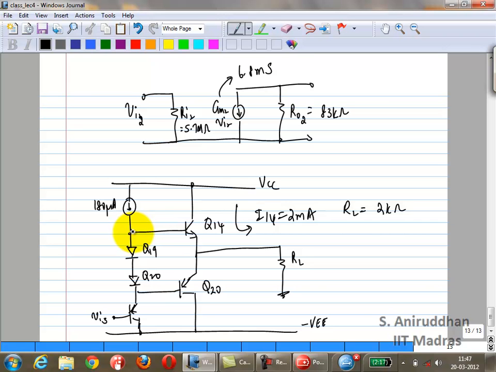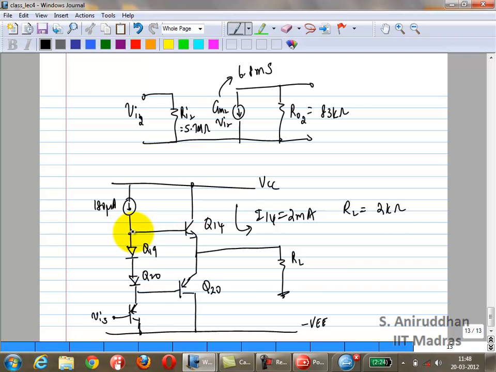Now what happens is, let us say you have a signal Vi3. The way this output stage works, we'll discuss it once we get to output stages. But for now just take it: we'll assume that only Q14 is on and Q20 is completely off. You'll learn the reasons for this later. So Q20 will be completely off. You have Q14 and RL. So now you can find out what your input impedance is at the base of 14.